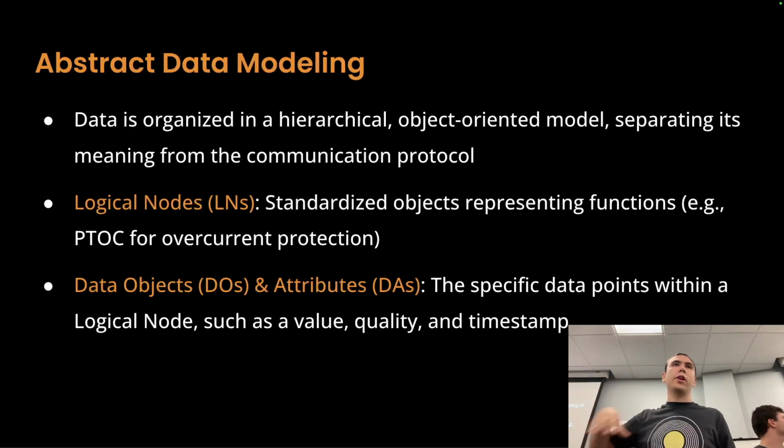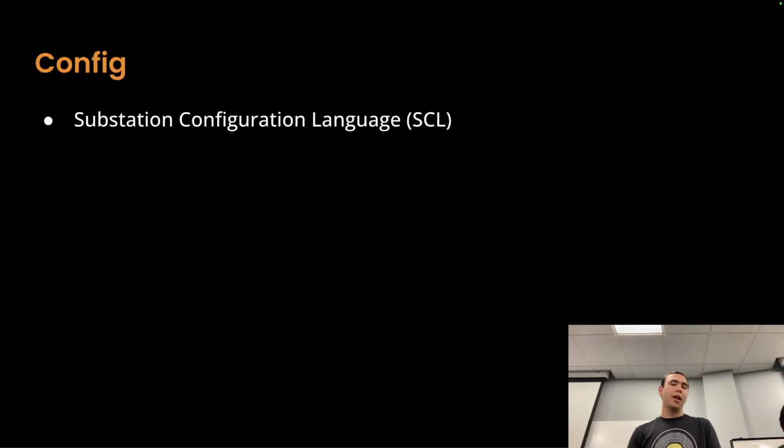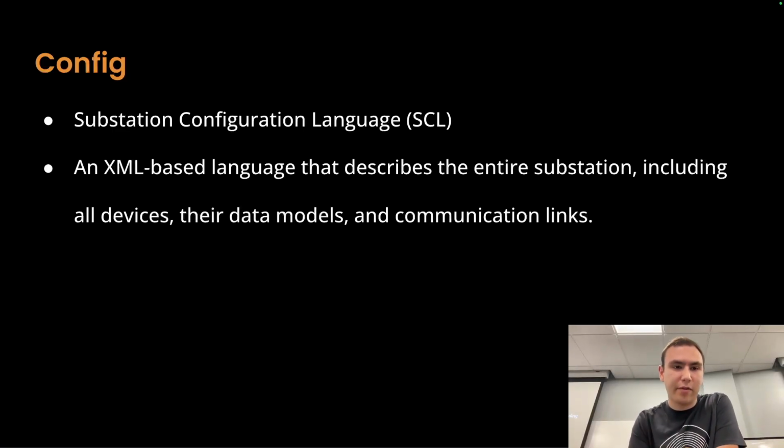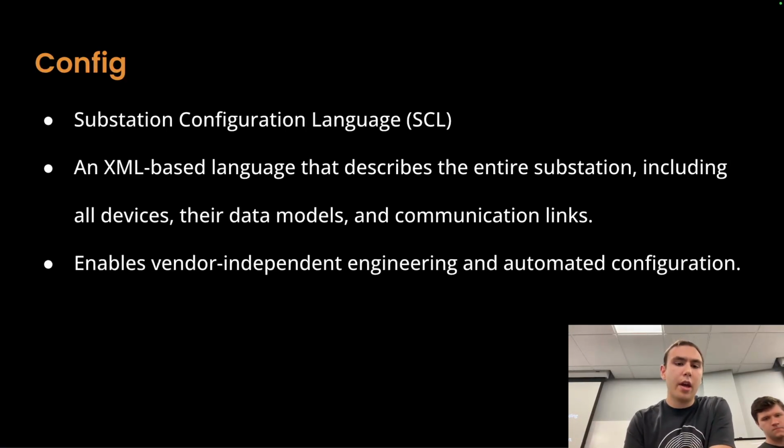When you're trying to find what's in your network, because again, just like with PROFINET, you had to define in this massive file all of the stuff in your network. With the IEC protocol, you also have to do that just using its config stuff. So it has its own language, Substation Configuration Language, or SCL for short. It's also an XML-based language. We love XML, I guess. And it describes the entire substation, including all the devices, all the data models, and also the communication links that they're using. And this kind of enables the vendor independence.